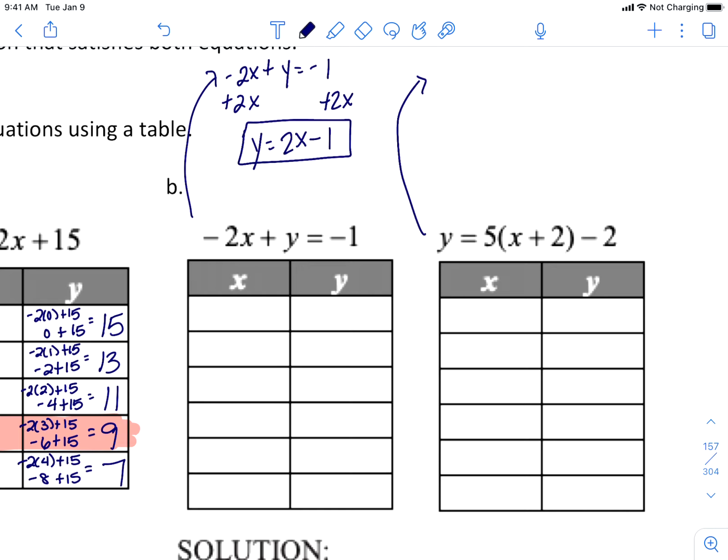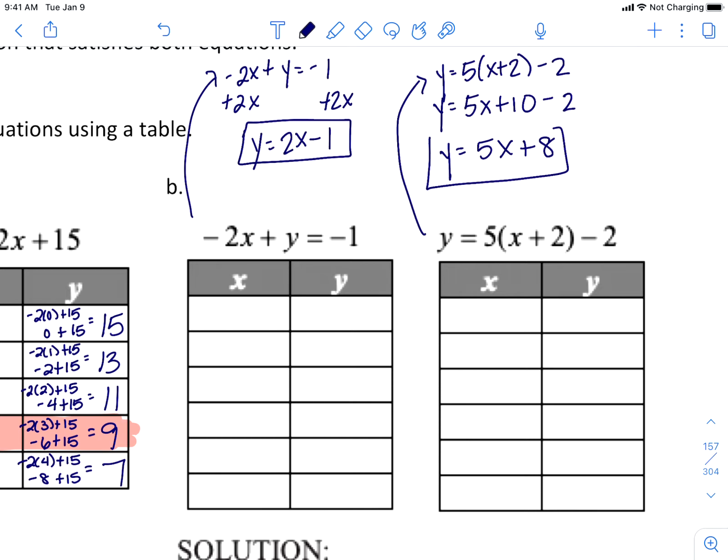So here I have y equals 5 times x plus 2 minus 2. So first we have to distribute. Y equals 5x plus 10 minus 2. Then we do 10 minus 2, and we get y equals 5x plus 8. Okay, so now we have our 2 equations.